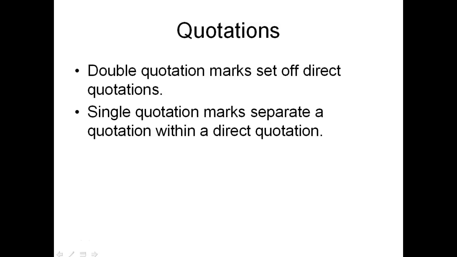So writers use double quotation marks. This is where you have the two marks up together. Double quotation marks to set off direct quotation. A direct quotation is where you have an exact word for word statement of what the person said.